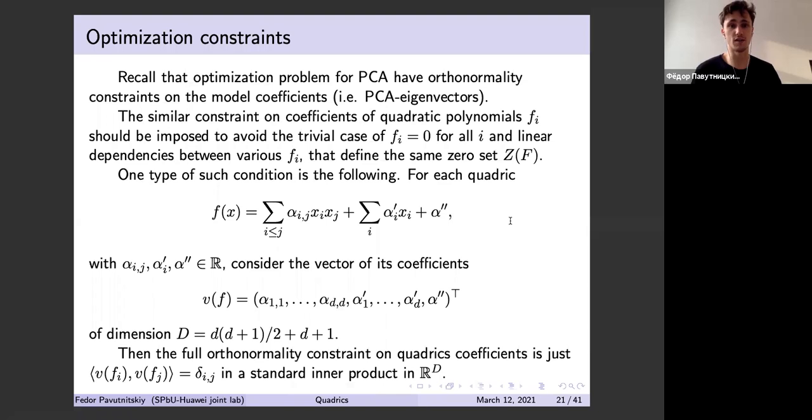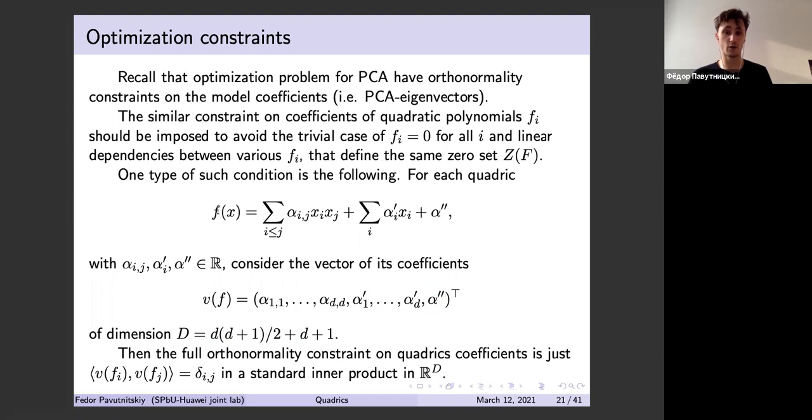So how do we introduce these orthogonality constraints into the optimization? There is an obvious way to do this, the same way as we did in the linear case. Let's just ask for all coefficients to be orthogonal in the following sense. For each quadric, we can consider a vector of its coefficients. So it has this dimension. This is the dimension of the quadratic part, the number of coefficients before quadratic monomials. Then you have the linear part, coefficients before linear monomials, and you have the free term.